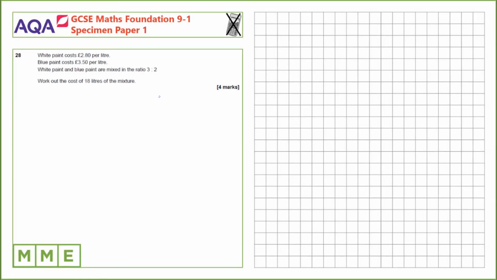Question 28. White paint costs £2.80 per litre and blue paint costs £3.50 per litre. White paint and blue paint are mixed in the ratio 3 to 2. Work out the cost of 18 litres of the mixture.